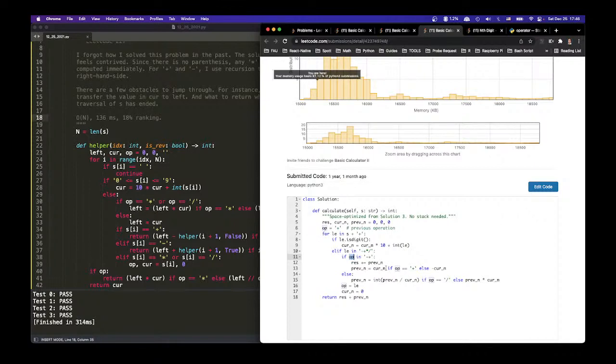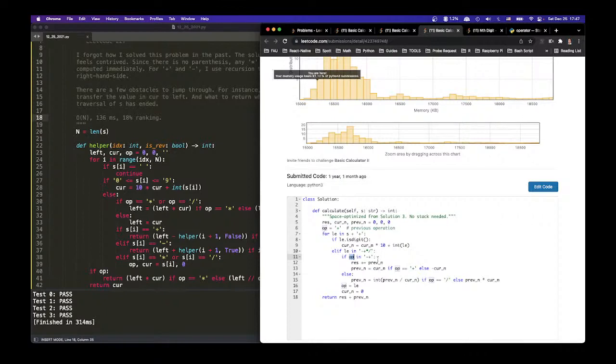So we go back up, and it's integer, and so on. We get a right-hand side, okay? So we get a right-hand side, and the previous operator is a plus, okay? So previous operator is a plus.